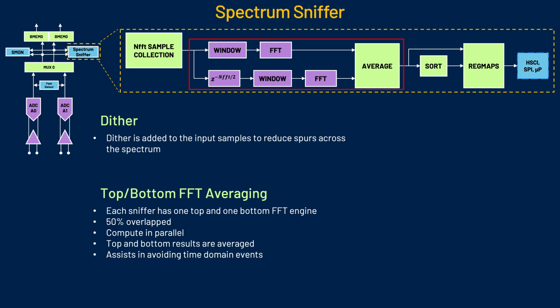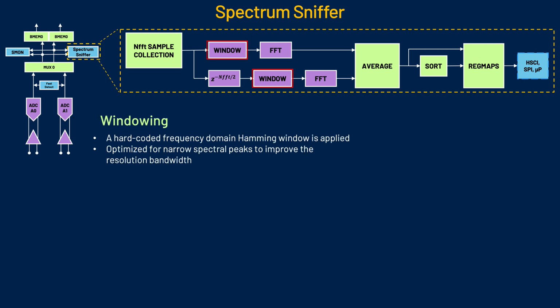The sniffer has one top and one bottom FFT engine that are 50% overlapped and compute in parallel. The two engine results are averaged and help to avoid time domain events. There is a windowing option. A hard-coded Hamming window can be enabled to optimize for narrow spectral peaks.